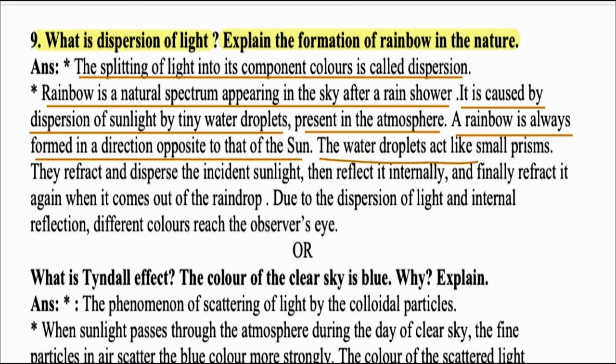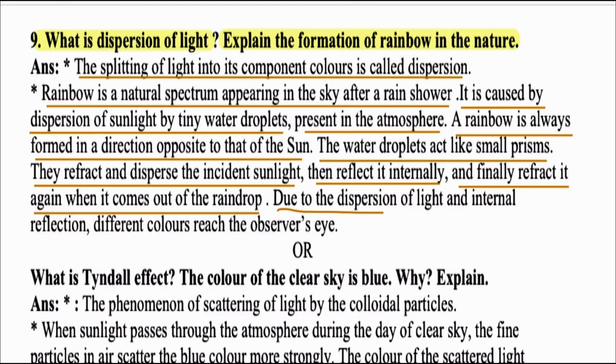The water droplets act like a small prism. They refract and disperse the incident sunlight. They then reflect it internally and finally refract it again when it comes out of the raindrop. Due to the dispersion of light and internal reflection, different colors reach the observer's eye. There is an optional question, means R.